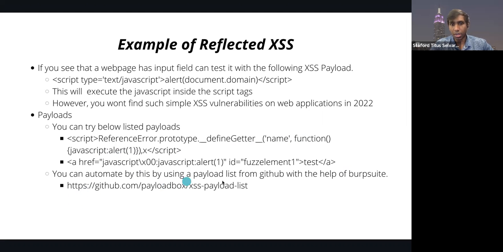You can also automate this by using a payload list from GitHub with the help of Burp Suite. So again, Burp Suite comes in to help everywhere. You can get several payload lists like this from GitHub.